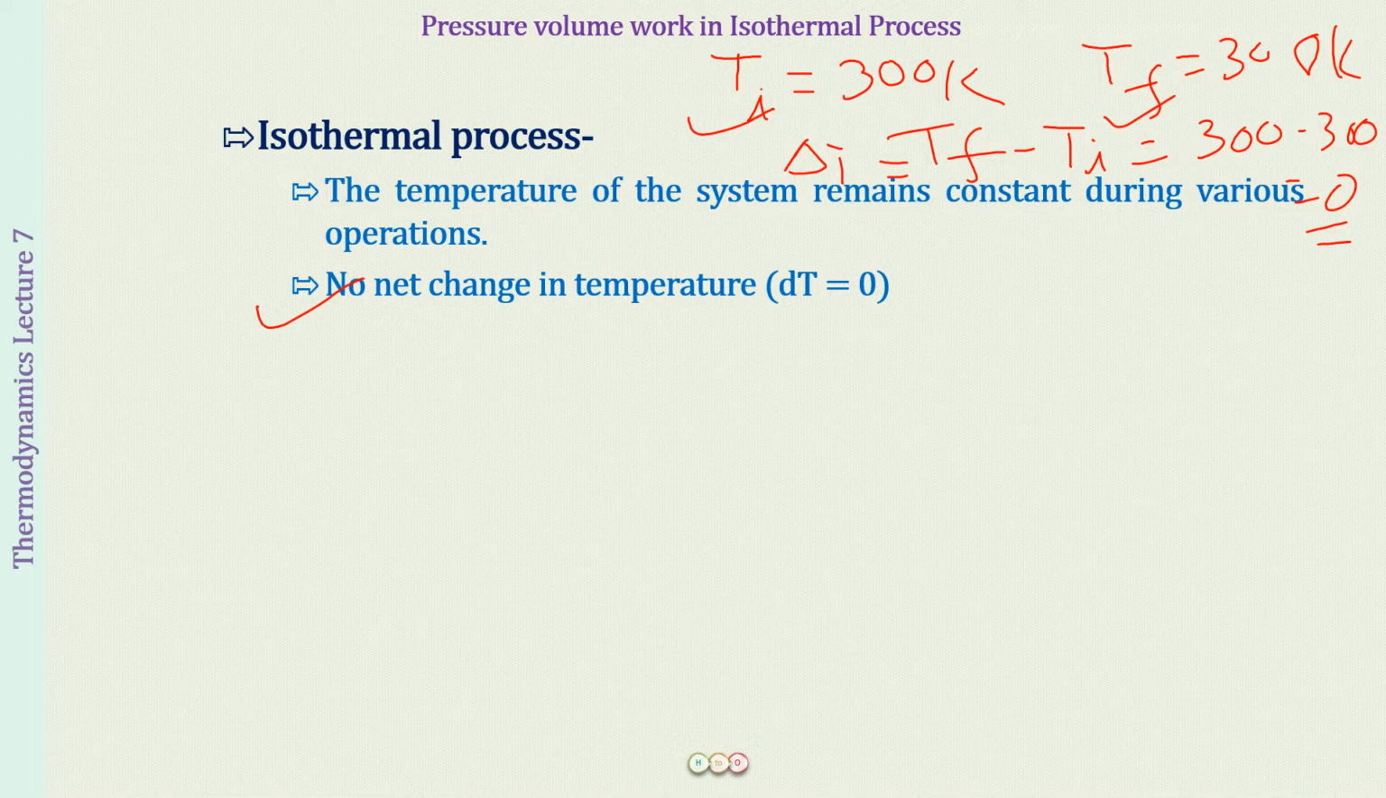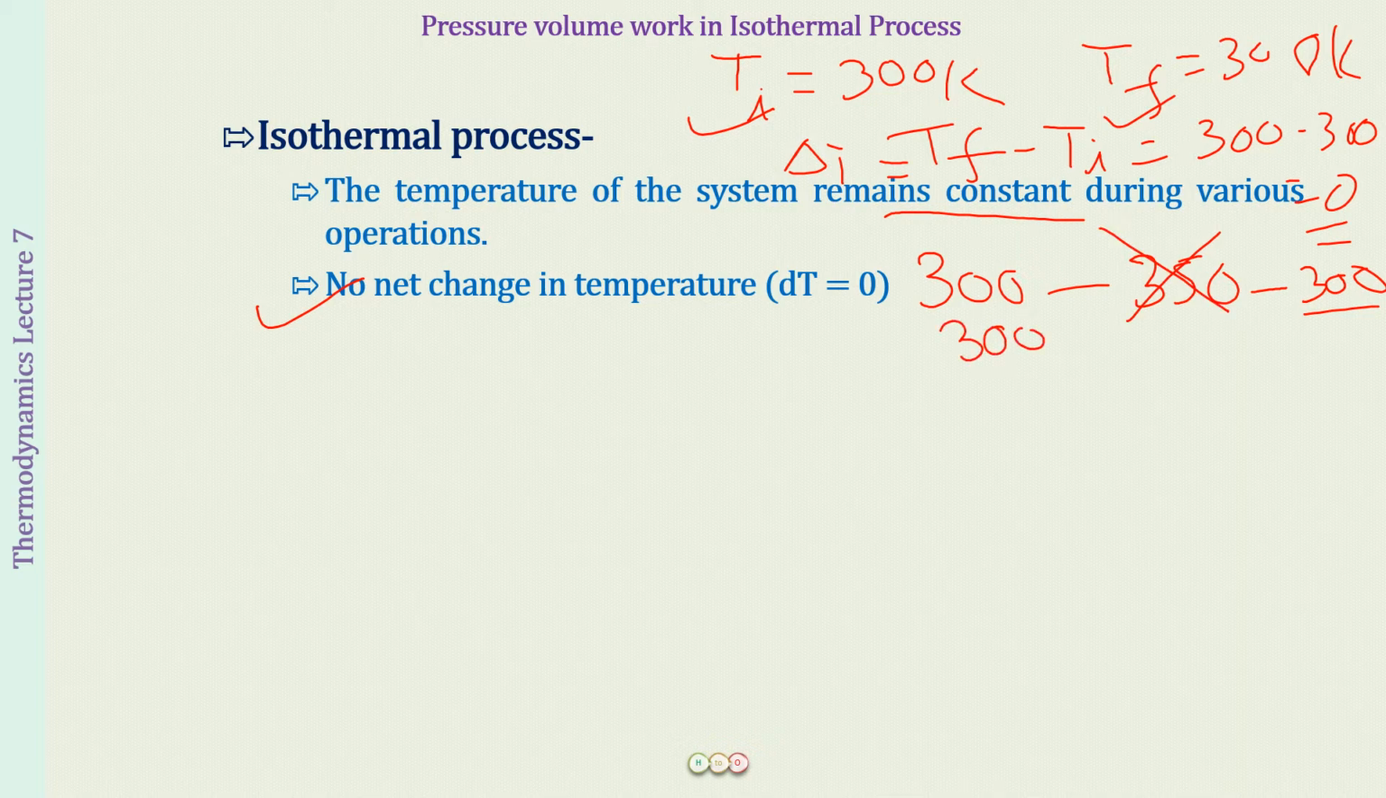But another thing you have to remember is that the temperature of the system should remain constant. Constant means it should not happen that you start with a temperature of 300, during the process it goes high to 350 and then comes back by the end of the process to 300. No, this should not happen. What should happen is if you start with 300, throughout the whole process it has to remain 300 and by the end also it is 300 only.